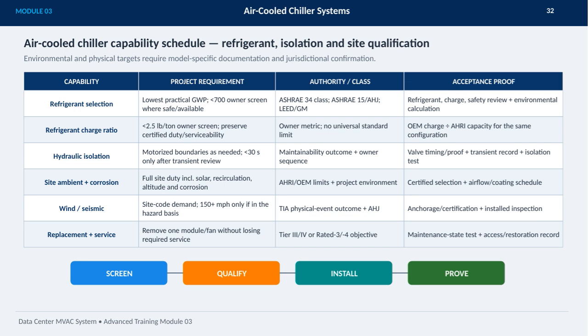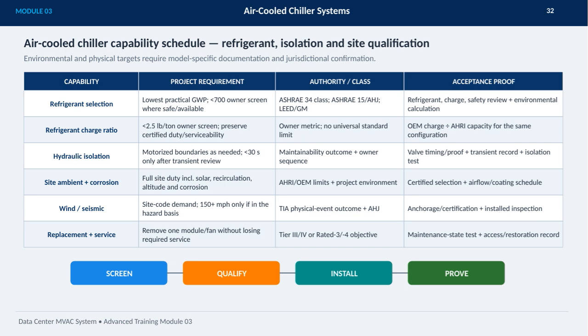Starting with refrigerant selection, the goal is to choose a refrigerant with the lowest practical global warming potential, ideally below 700, while ensuring safety and availability. This selection must comply with standards like ASHRAE 34, ASHRAE 15, local authority having jurisdiction requirements, and LEED or green measures. Acceptance proof involves reviewing refrigerant type, charge quantity, safety considerations, and environmental impact calculations.